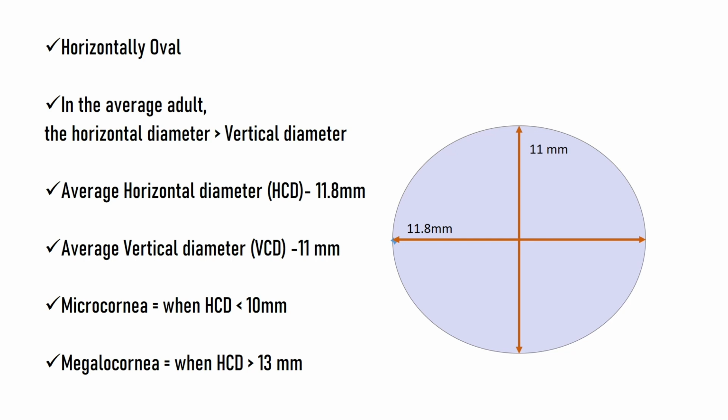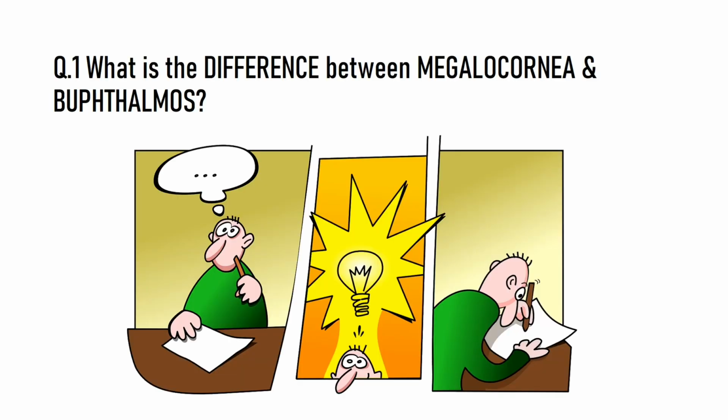In this video, I will be asking you 5 questions related to cornea that are commonly asked in ophthalmology viva exams. So the first question is, what is the difference between megalocornea and ophthalmos? If you know the answer, write it down somewhere and wait for the rest of the questions to be asked. You may share all 5 of your answers in the comment section below after the video is over.